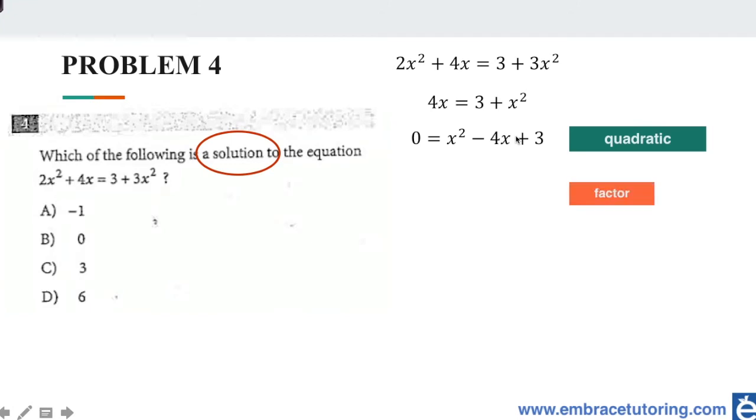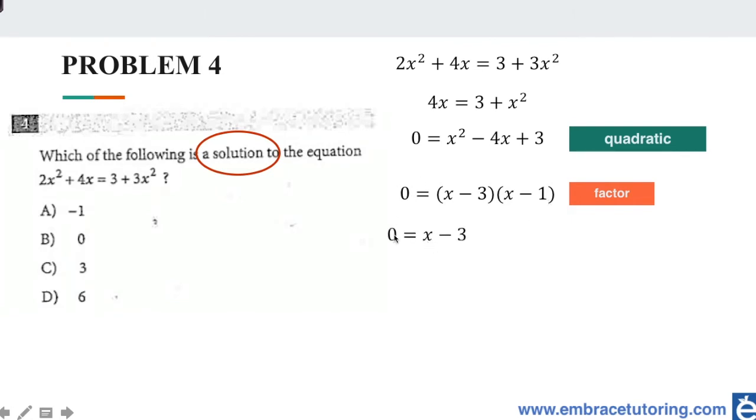Now, what I want to do is factor these. And as I'm factoring, I want to figure out what two values, when multiplied together, will give me a positive 3, but when added together will give me a negative 4. So my factors are going to be 0 equals (x minus 3)(x minus 1).